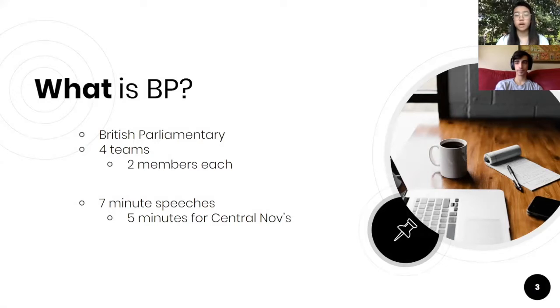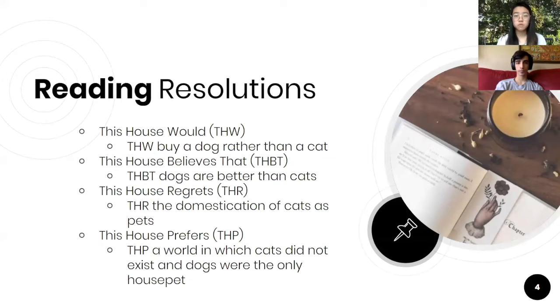There is an opening half, so when I talk about the 2 benches being government and opposition, there will be 2 of those teams which will be the front half and 2 of those teams which will be the back half. The length of the speeches is 7 minutes in the university, which is different than the high school standard of 5 minutes. However, for the Central Novice tournament, which is at the beginning of the year, they entail 5-minute speech lengths.